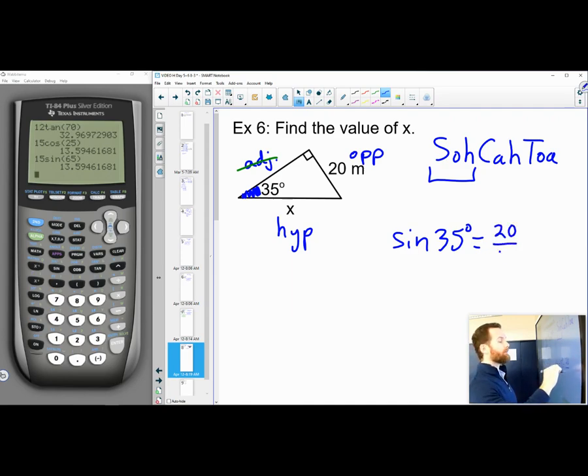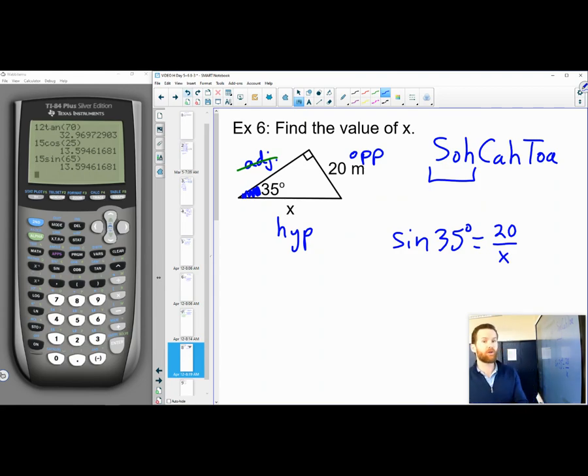Up to this point, I would not blame you if you were thinking, Mr. G, this is the same thing we did last time. We wrote down SohCahToa, we labeled our sides after we picked the angle, then we wrote our equation. But there's something different here. What's different is in our ratio. So far, every single one we've seen, the numerator has been the variable, but now the denominator is the variable.